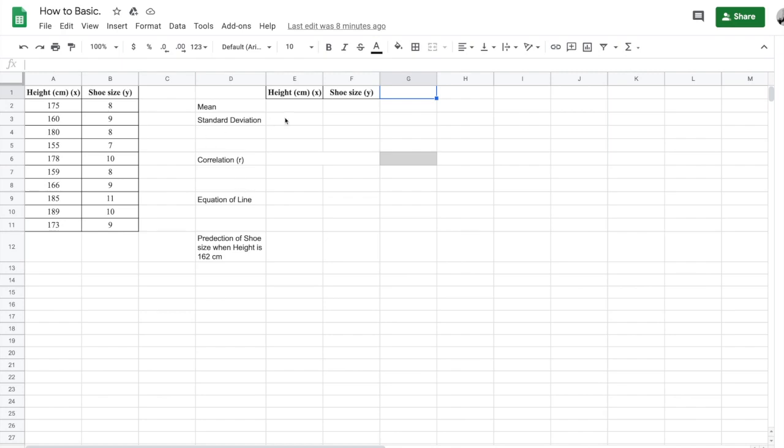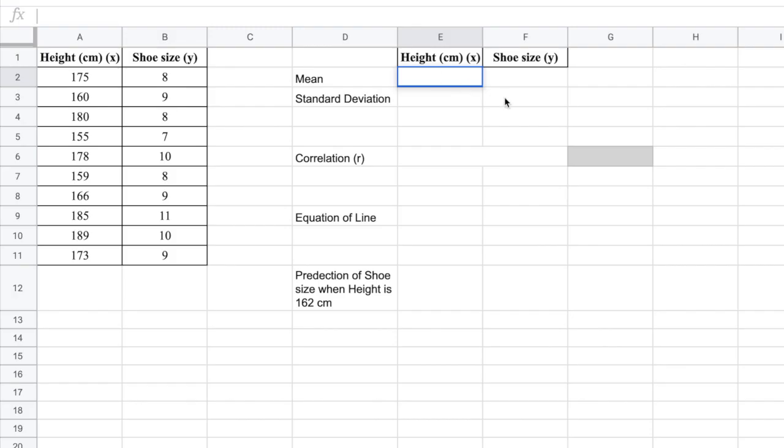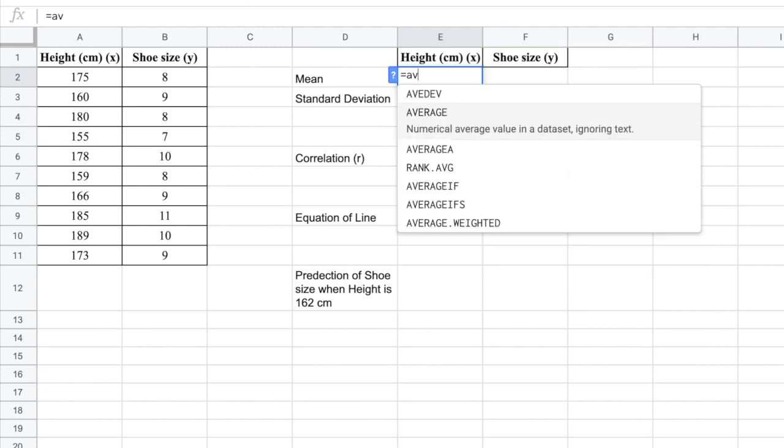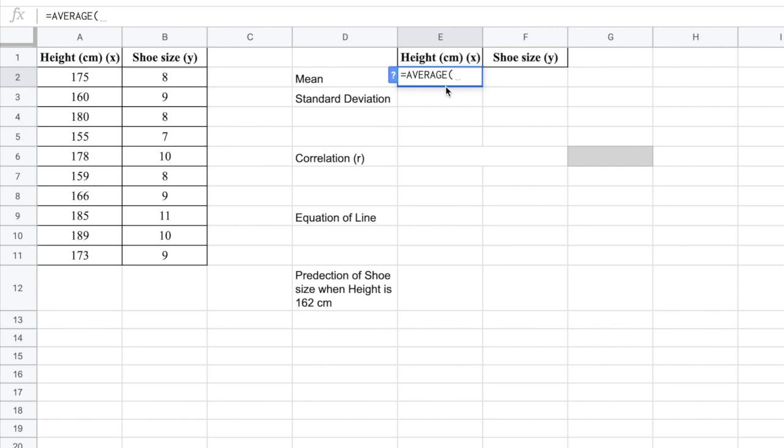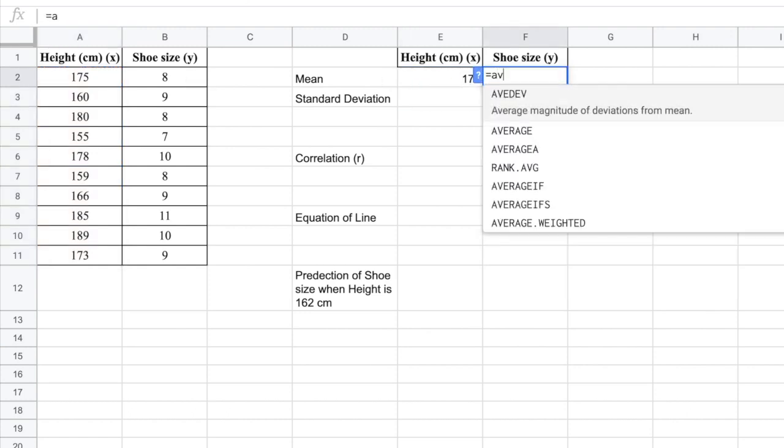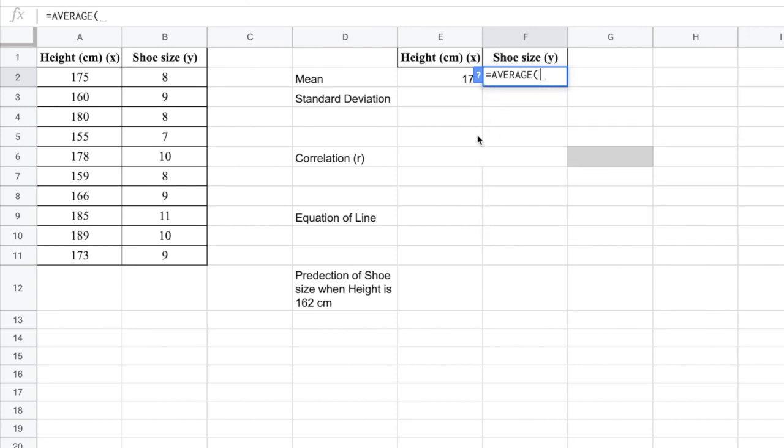We're going to start with the mean. To find the mean, I just do equals average, because mean is average. Average of, we can do the height, and press enter. Shoe size, press equals average, and then Y's. There's our average shoe size, average height.